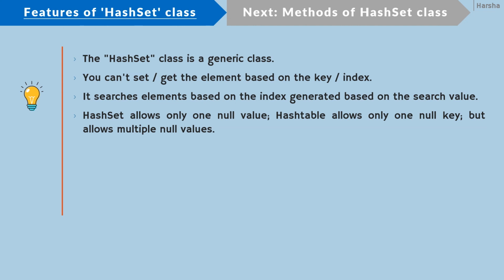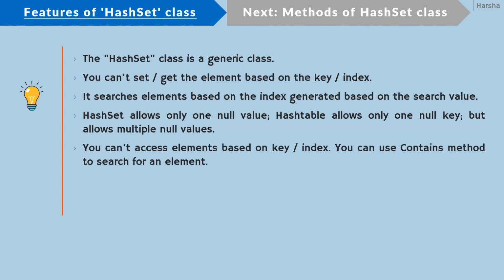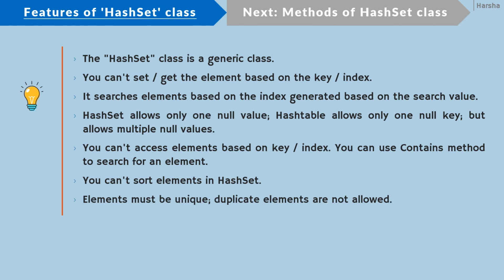HashSet allows you only one null value, whereas hashtable allows only one null key. But hashtable allows multiple null values. So in case of hashtable, only one null key is allowed, but in case of HashSet, only one null value is allowed. When you are trying to add a second null value in the HashSet, you will get an exception. You cannot perform sorting based on HashSet because the elements are internally stored based on their dynamically calculated index. These are all the features of the HashSet.